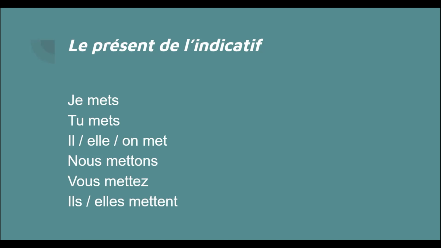So let's get started. Le présent de l'indicatif for the verb mettre is je mets, tu mets, il, elle, on met, nous mettons, vous mettez, ils, elles mettent. So both je and tu mets and il, elle, on met are pronounced the same way. But for je and tu, there's an S at the end, whereas for il, elle, on, it's just M-E-T. So again, it's je mets, tu mets, il, elle, on met, nous mettons, vous mettez, ils, elles mettent.